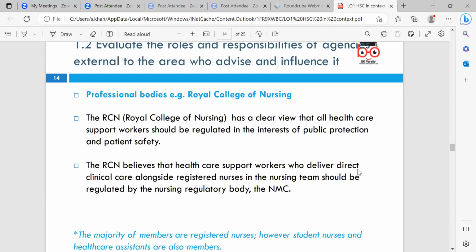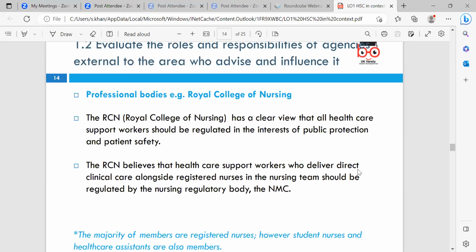So anyone that becomes a nurse, or anyone that needs to be regulated, would have to be regulated by a professional body. And for nurses, it's the Royal College of Nursing. And it's really important that everyone is registered under that.